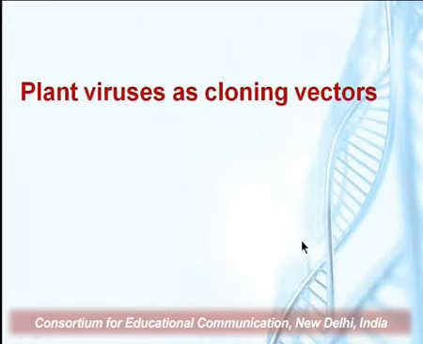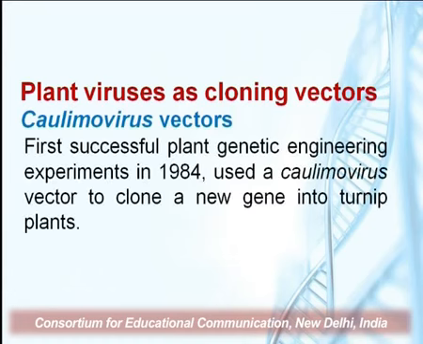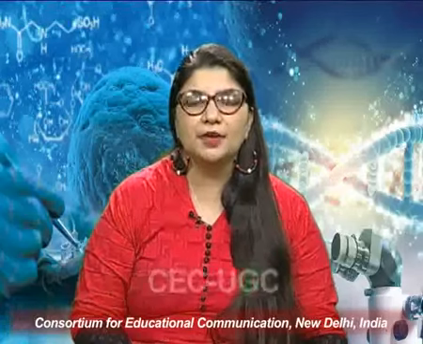The third type of cloning vectors which are used for plants are the plant viruses. Among plant viruses, the first to be used were the caulimovirus vectors. The first successful plant genetic engineering experiment was done using a caulimovirus vector to clone a new gene into turnip plants. What happens in this case is that we use viruses, just like we used bacteriophages in the case of bacteria, for carrying the gene of interest and introducing it into the plant cells.